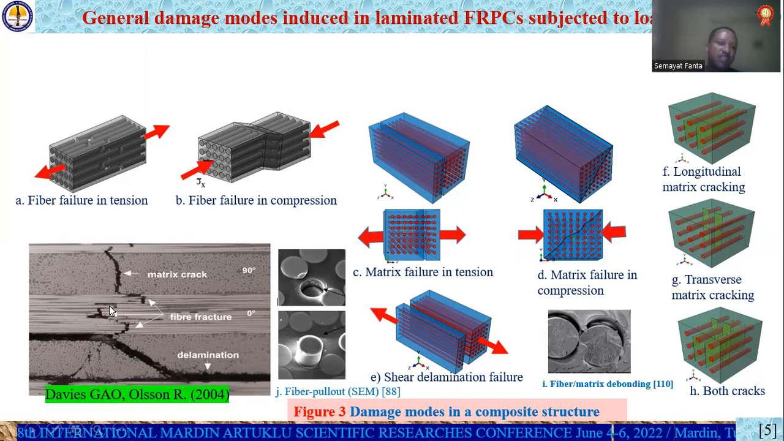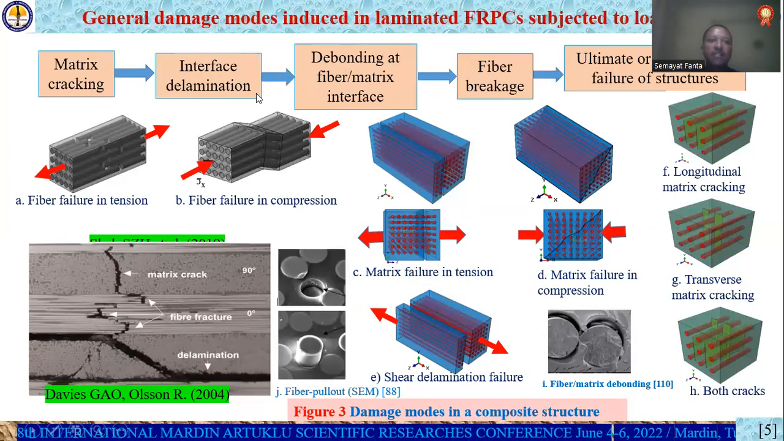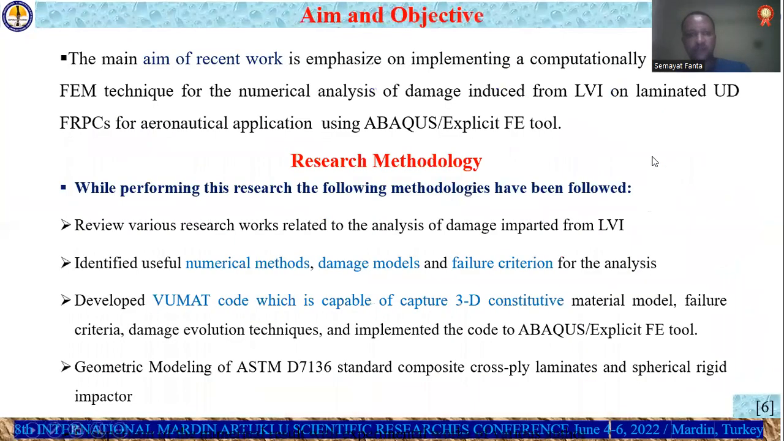Here we can see in laminated structure, we can see matrix crack, we can see fiber fracture, and we can see the delamination. Okay, so delamination at interface also. So these are some of the damage patterns. So how can we describe this all together? Matrix crack, interface delamination, debonding at fiber matrix interface, fiber breakage, and finally ultimate or catastrophic failure of structure. So this is the sequence of the damage in laminated structure.